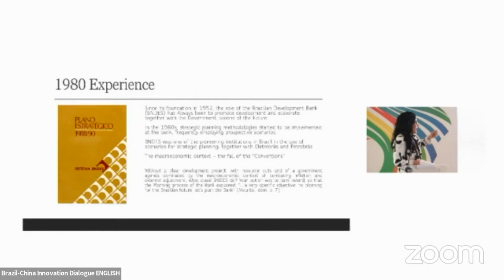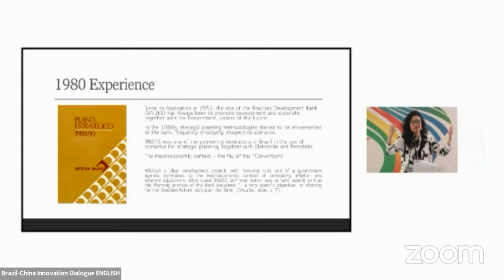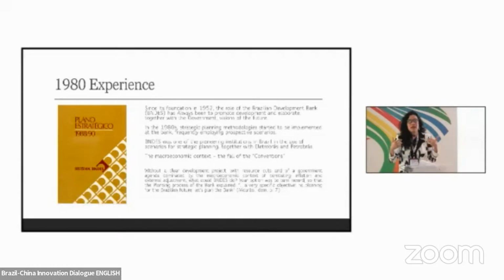The experience of the 80s has to be understood in light of what the economy was at that time. It was a country that was growing at 7% per year, and suddenly it entered a great debt crisis where growth fell to minus 0.3, and inflation, which had been relatively stable, became very high. So this questioned the development model of Brazil. And BNDES, with this crisis, said we have to think about it. It's a turning point, and we have to rethink the role of the bank.